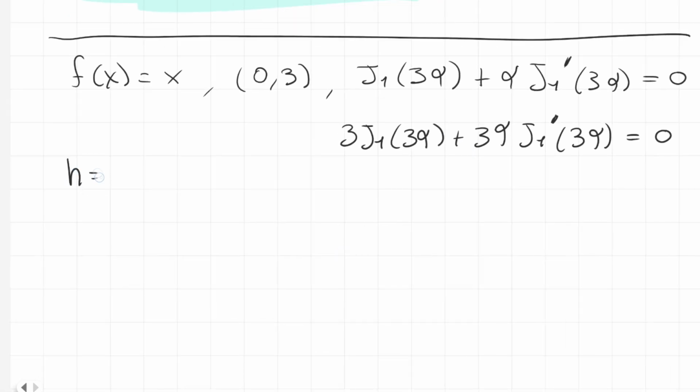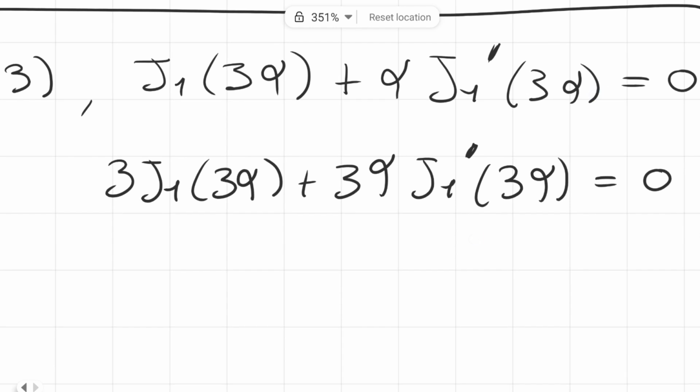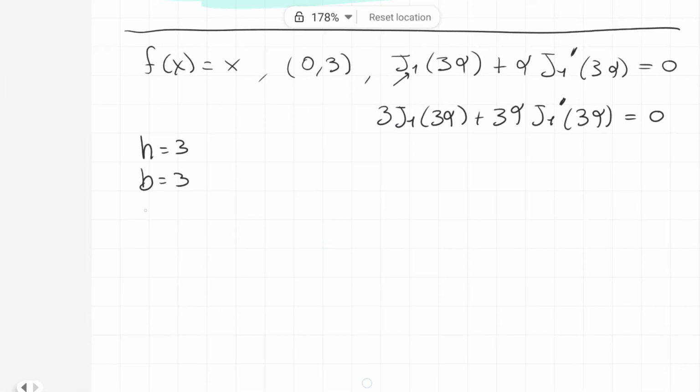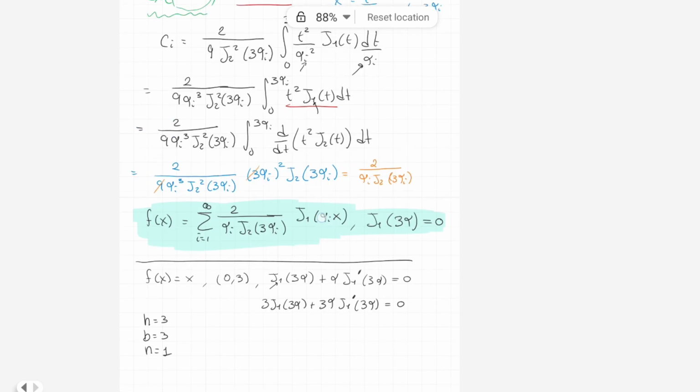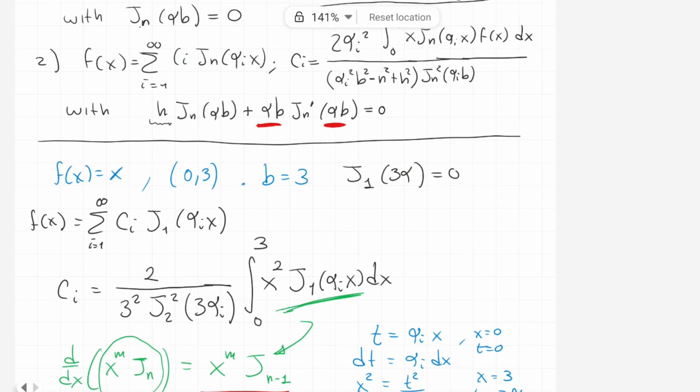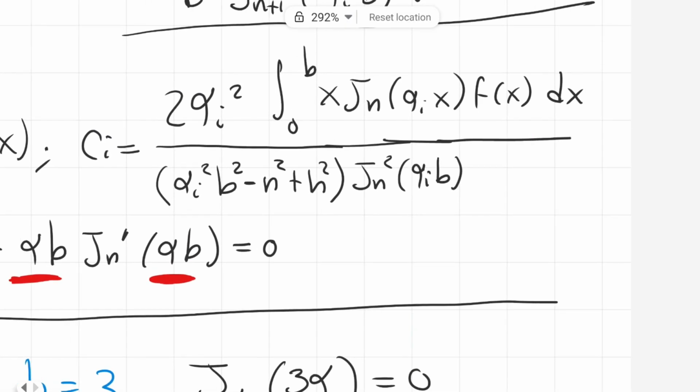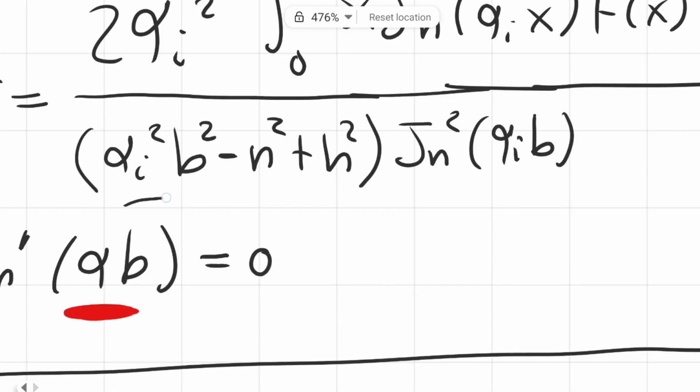So we have that h is equal to 3, and then we know that b is equal to 3 also, and again, the condition is subject to Bessel functions of order 1. So that means that our n is equal to 1. Okay, so if we get back to our formula, we see that the coefficients are calculated in this way. And recall that there is a dependence on those parameters that we just talked about, the n, the h, and the b. So that's why we needed to find these parameters.